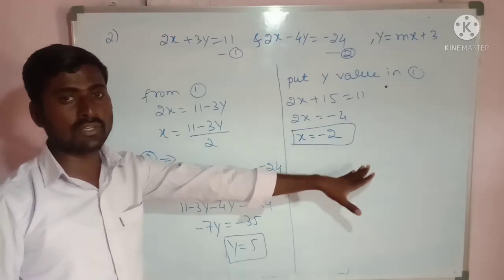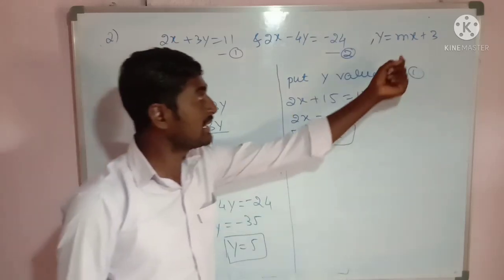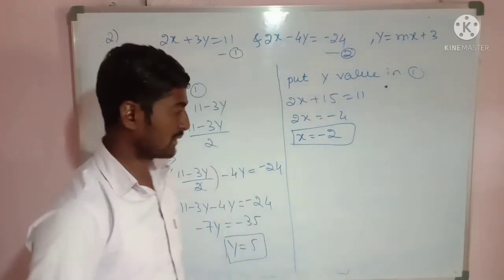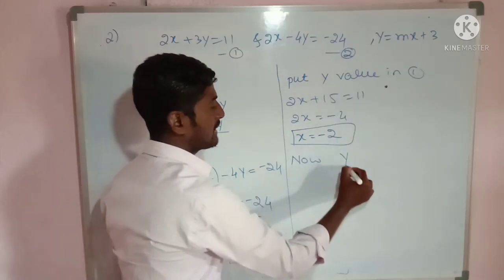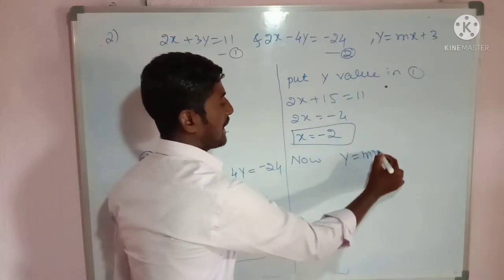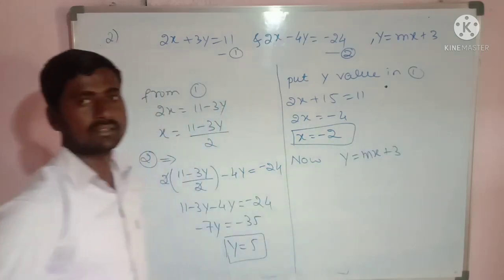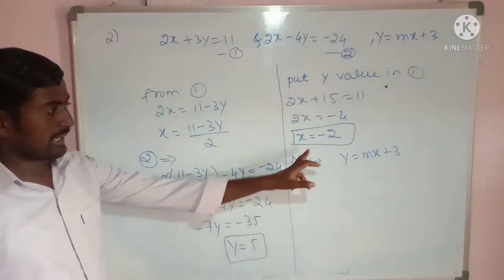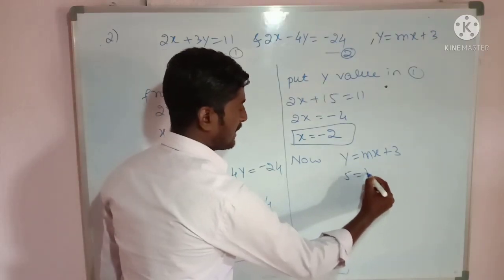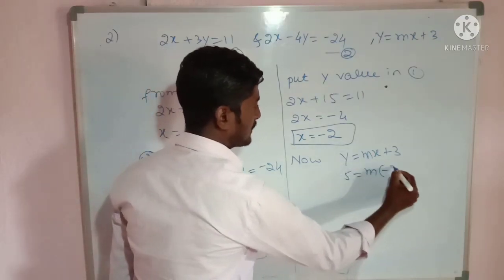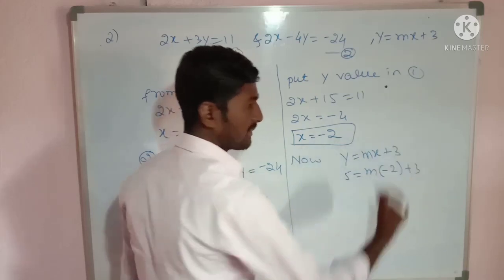I cannot stop here only. They ask you to find the value of m. So now let us take the given equation. Y is equal to mx plus 3. Now x is minus 2, y is 5.